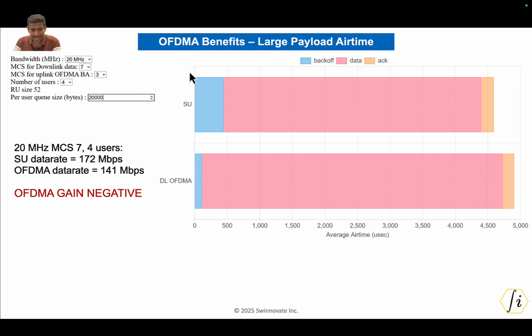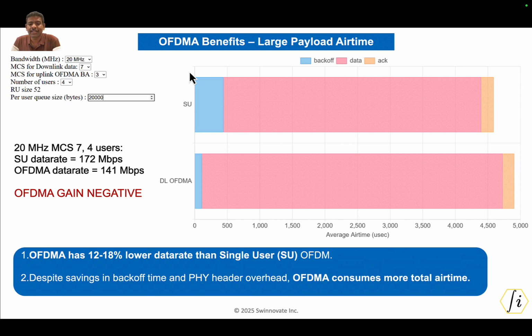So in this case, despite having significant savings on the backoff portion, the blue color, you can see there is definitely savings here. Despite those savings, OFDMA is consuming more total airtime compared to single user. In this case, the OFDMA gain turns out to be negative.